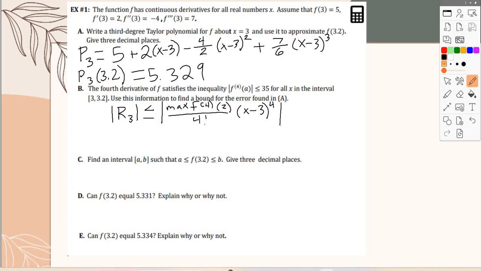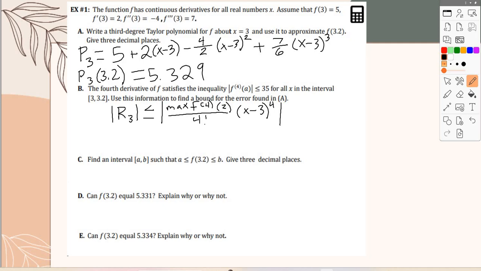So at the end of the day, our goal is to plug in this 3.2 to find my remainder, into this x right here. Are we all okay with that? So that's why there's still an x there, because then I can figure out what the remainder had to be less than for any x value that we were approximating, which in this case is 3.2.